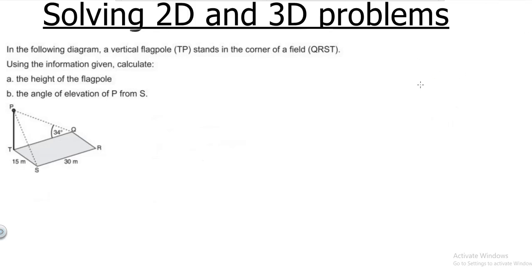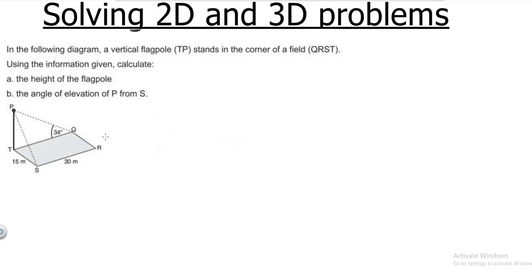All right, we are going to do this video of 3 dimension. We're going to solve this problem, okay? So the question that is given to us here, we can see that there is a vertical flagpole, which is TP. So this is a field, okay?